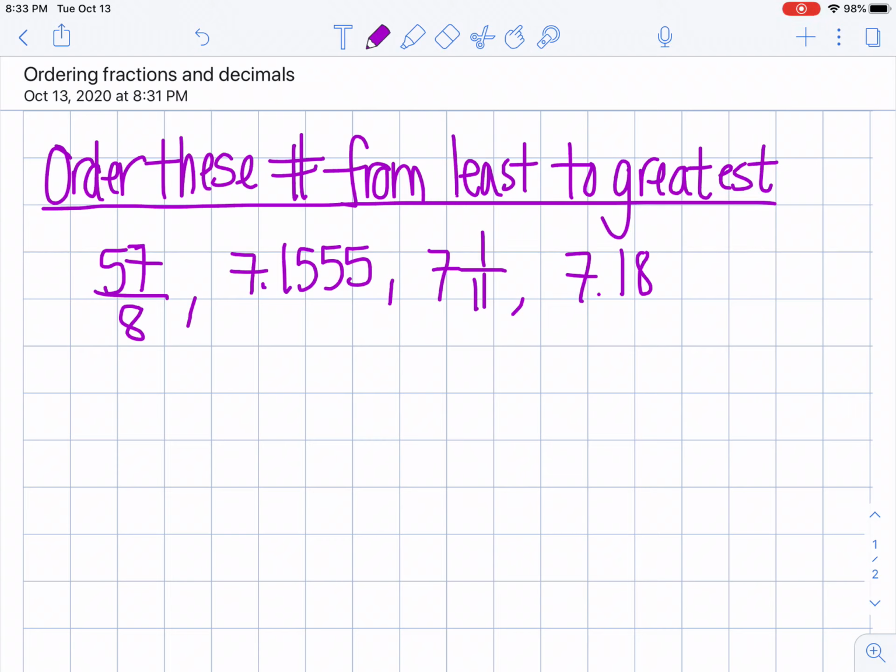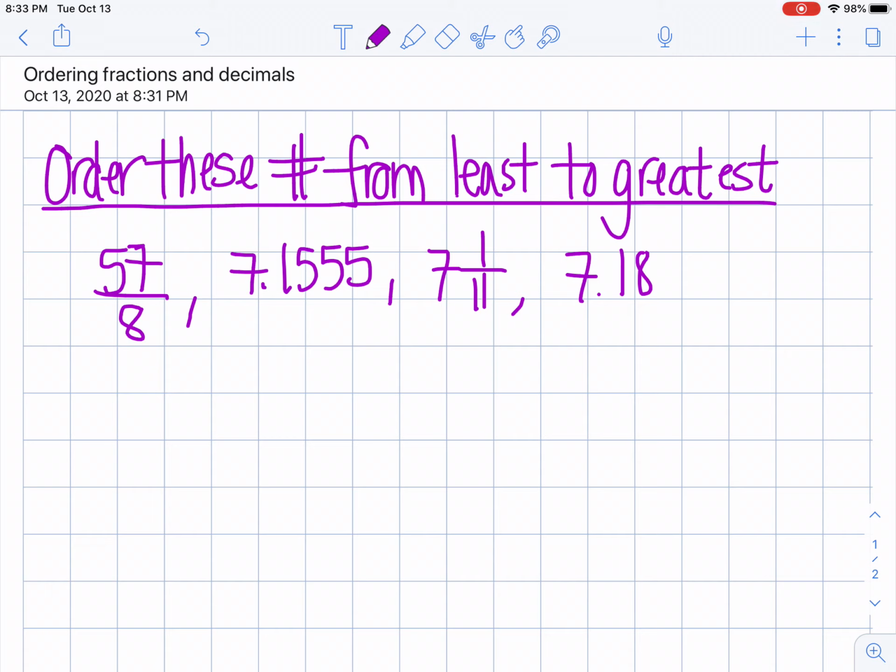So in this lesson, we're going to talk about how to order numbers that are fractions and decimals from least to greatest. So they give me 4 different numbers. Some are fractions and some are decimals. And we want to put them in order from least to greatest, which means smallest to biggest.